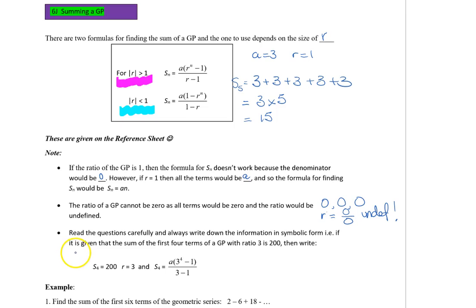You again heard me in class point out the importance of doing this and reading the question carefully, and always write down the information in symbolic form. Well, symbolic mathematical form.